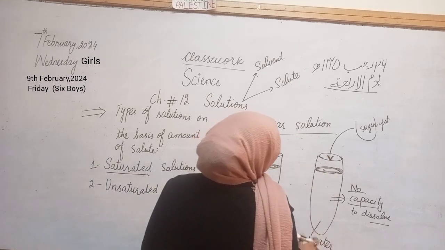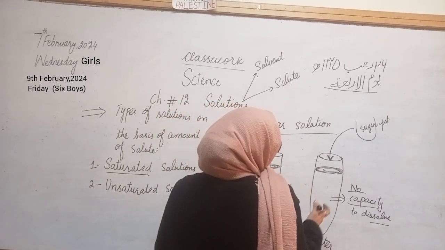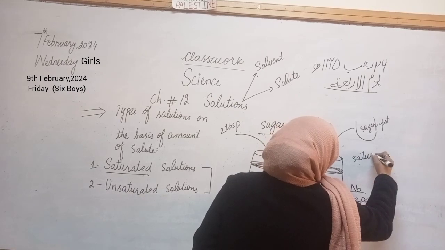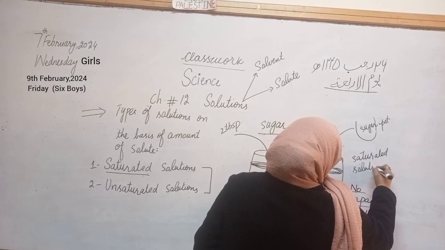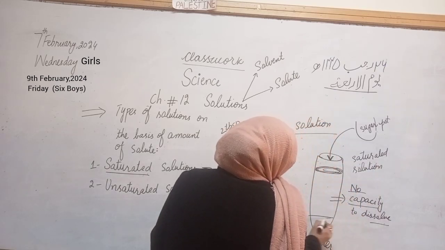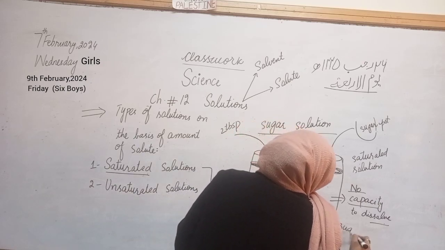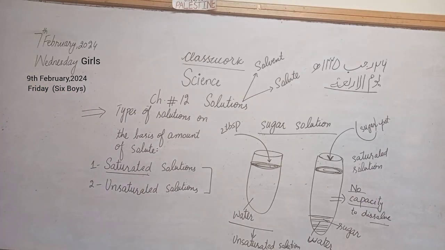And this kind of solution we will make, in which solute will not be easily dissolved. We will say saturated solution. And in this case the amount of solute will stay at the bottom because water has not any capacity to dissolve more sugar.